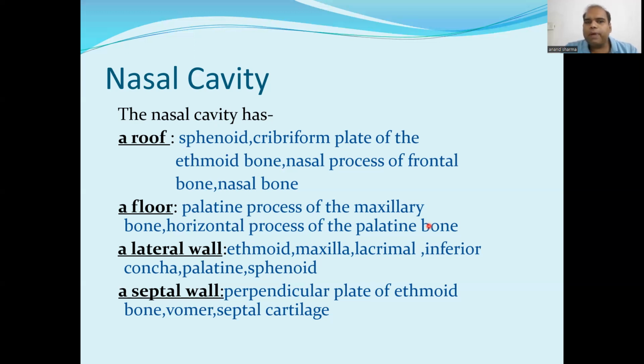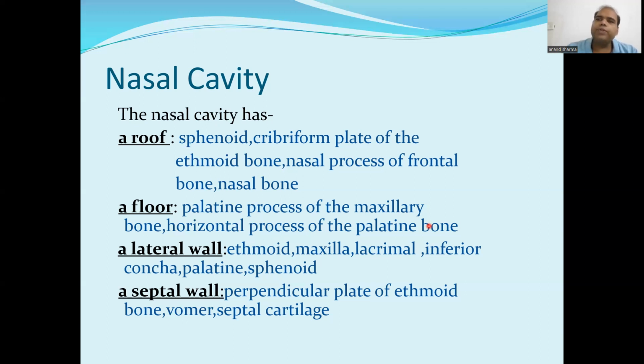Roof is formed by sphenoid bone as well as ethmoid bone. So it has cribriform plate of ethmoid, nasal process of frontal bone, nasal bone, and the sphenoid bone. From posterior to anteriorly, the arrangement is like sphenoid bone, then the cribriform plate part of the ethmoid bone, then nasal process of the frontal bone, then the nasal bone proper.